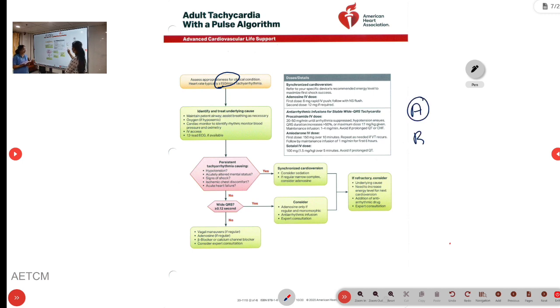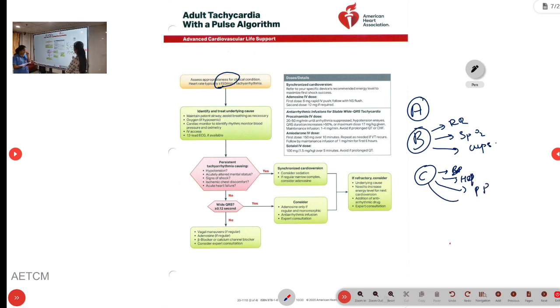Then breathing. What all will you check? Any tachypnea, saturation drop, and any basal crepts should be checked. That is to check for any features of cardiac failure. Then circulation: BP, heart rate, any peripheral pulse, whether the patient is in shock. Then you will have to attach the cardiac monitor, put an IV cannula and also take a 12 lead ECG.